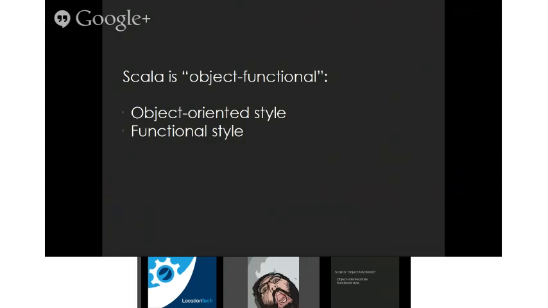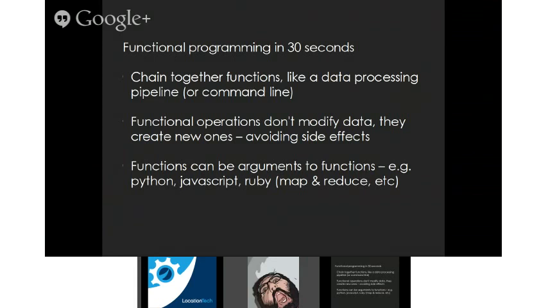So I'm going to try and define functional programming in 30 seconds, but there's a lot to be said, and you can find a lot of information online about it. But fundamentally, when you're programming in a functional style, functions can be arguments to other functions. And if you program in Python or JavaScript or Ruby, you're familiar with this, and you'll have seen functions called map or reduce that are very useful for this kind of construct. They allow you to take a function and apply it to some data and some context.